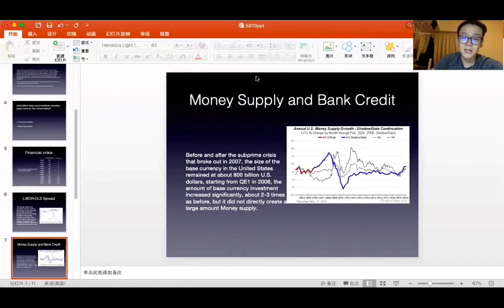Money supply and bank credit. Before and after the subprime crisis that broke out in 2007, the size of the base currency in the United States remained about 800 billion US dollars. Starting from QE1 in 2008, the amount of base currency investment increased significantly, about 2 to 3 times as before, but it did not directly create a large amount of money supply.